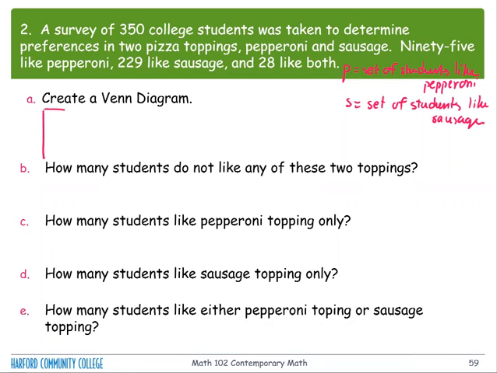Next, we're going to draw the Venn diagram. Use a rectangle to represent the universal set, and the two circles represent set P and set S. Name the regions as region 1, region 2, region 3, and region 4. Set P covers region 1 and region 2. Set S covers region 2 and region 3.